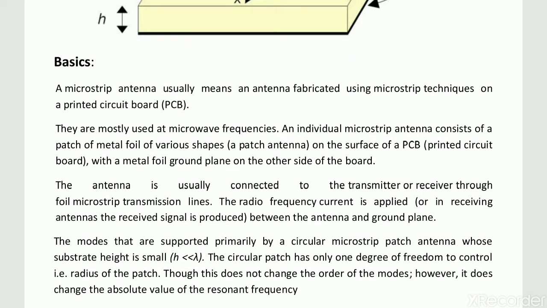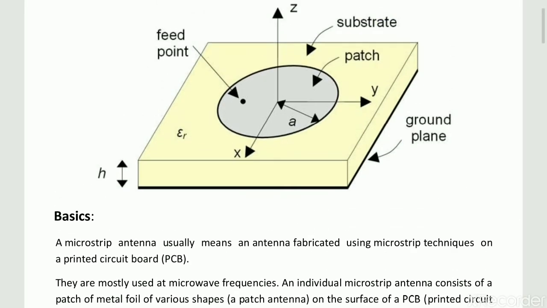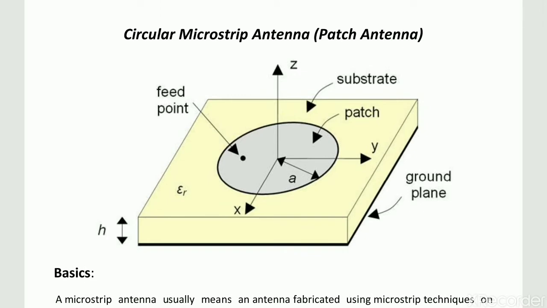We can see in the description, a microstrip patch antenna usually means an antenna fabricated using microstrip techniques on the PCB, that is printed circuit board. They are mostly used in microwave frequencies. An individual microstrip antenna consists of a patch of metal foil of various shapes. We can say it is a patch antenna on the surface of a PCB with a metal foil ground on the other side of the board. We can see from the figure the shape of the patch is circular, so it is called a circular microstrip patch antenna.